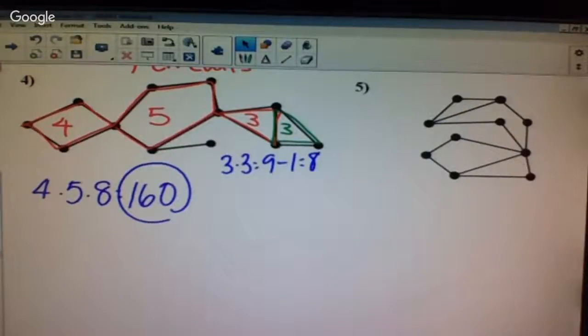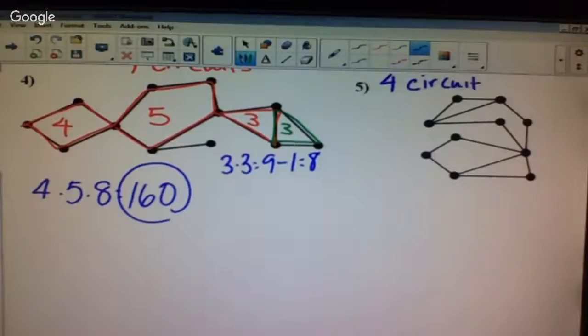We got the last one, y'all. Okay? Number 5. This circuit has 3. This circuit has 5. This circuit has 4. That one has 3. And the last one has 3. Notice 3 and 5 share an edge.